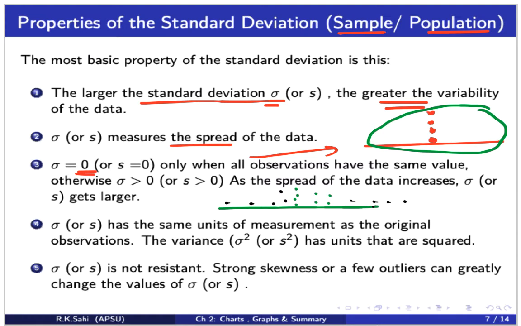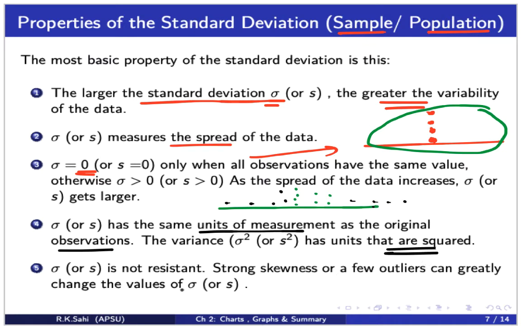Now, the next thing is the units of measurement for these standard deviations. When I talk of a standard deviation, I'm taking into account both the sample and the population. The units of measurement are the same as for the original observations. If you talk of variance, variance basically is the square of the standard deviation. They have the same units, but they are not squared.